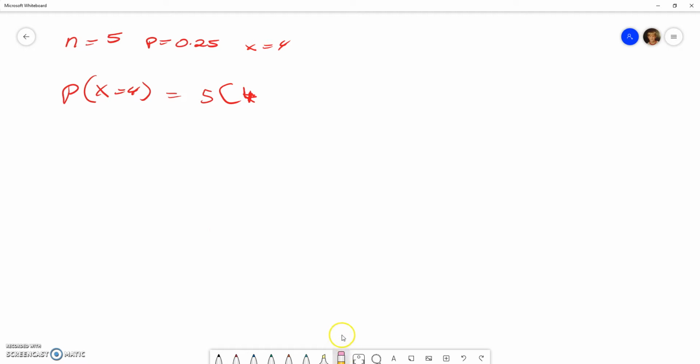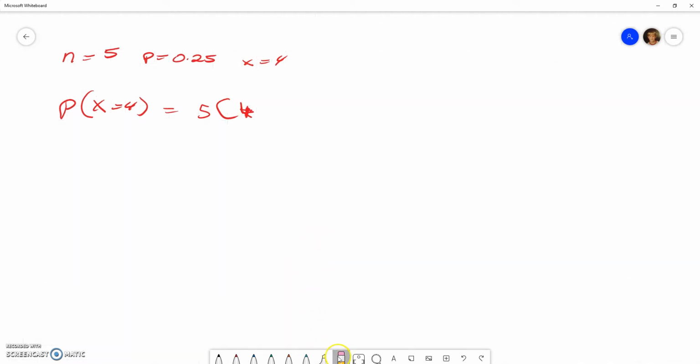Let's make that a nice 4. I am a little perfectionist sometimes. So there we have it, 5C4. Then the second part is P to the power X. I'm going to give some space here, but basically we are multiplying these 3 things. 0.25 to the power 4, and then it's going to be 1 minus 0.25. So I'm going to write in 0.75 to the power N minus X. N minus X is 1. So there's 3 parts here, and we are going to multiply those 3 numbers out.